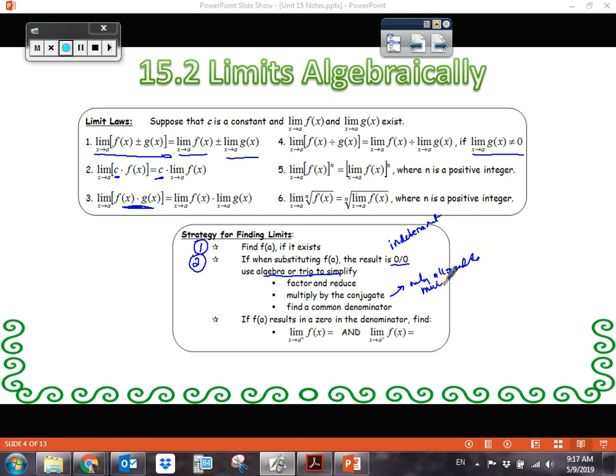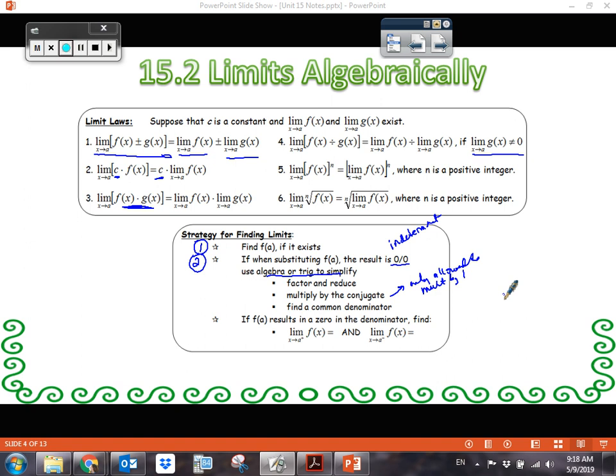Only allowed to multiply by 1. I don't have an equation, so I can't balance the equation and multiply by the same thing on both sides. I can only multiply by 1. So if I'm going to multiply by the conjugate, I have to multiply by the conjugate over itself. So that's just a note.